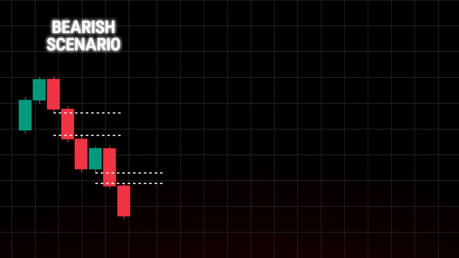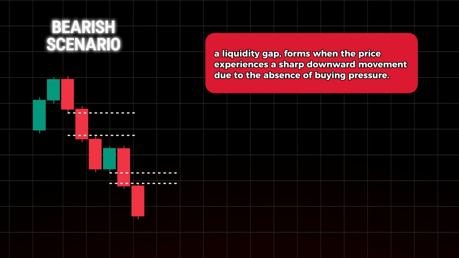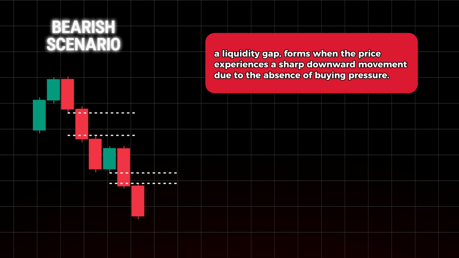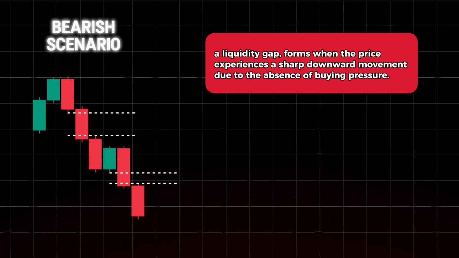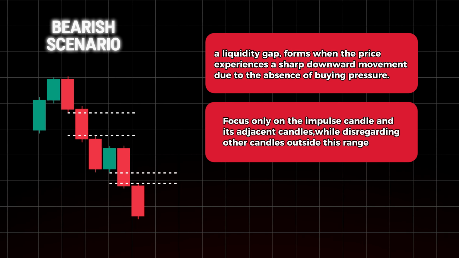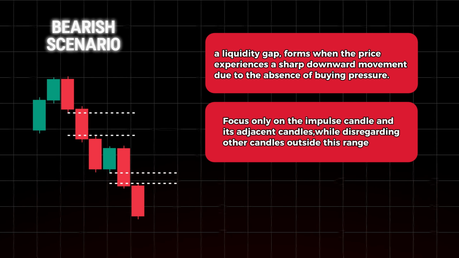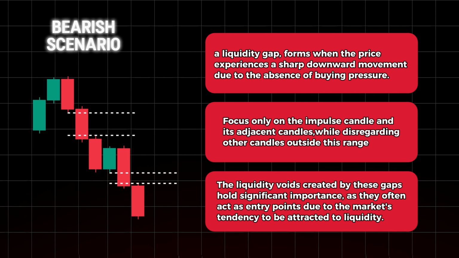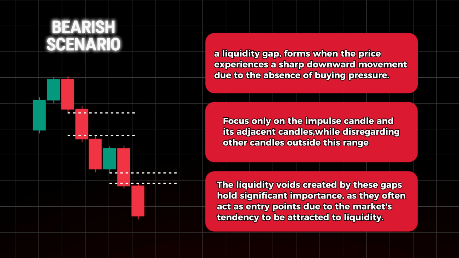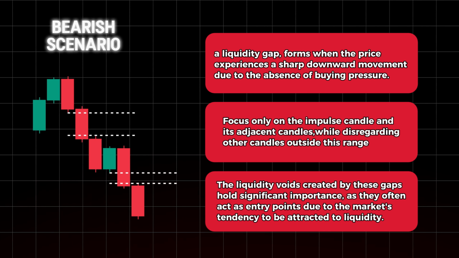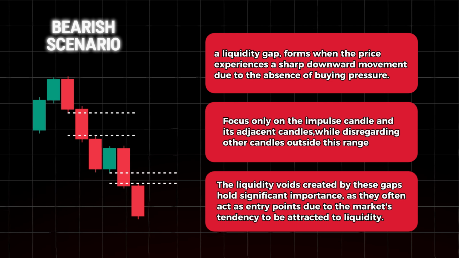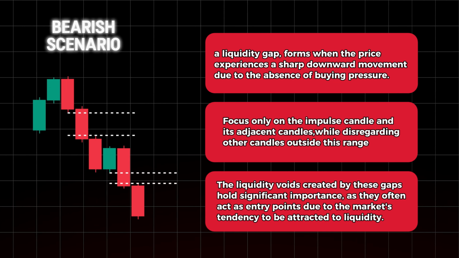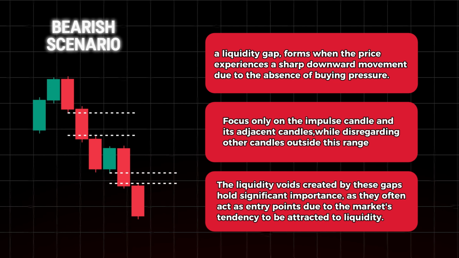In a bearish scenario, a fair value gap, also known as a liquidity gap, forms when the price experiences a sharp downward movement due to the absence of buying pressure. When identifying a fair value gap, traders should focus only on the impulse candle and its adjacent candles, while disregarding other candles outside this range. The liquidity voids created by these gaps hold significant importance, as they often act as entry points due to the market's tendency to be attracted to liquidity. When the price moves downward, it seeks to clear potential liquidity pools above, leading to temporary bullish retracements before ultimately filling the gaps and continuing the bearish momentum.